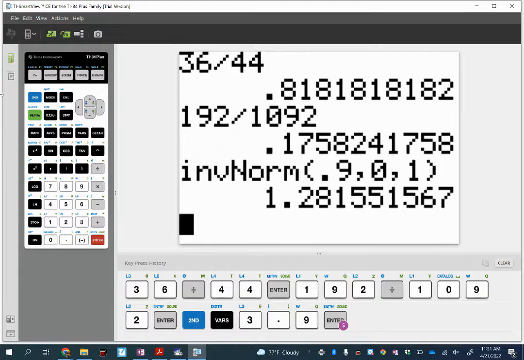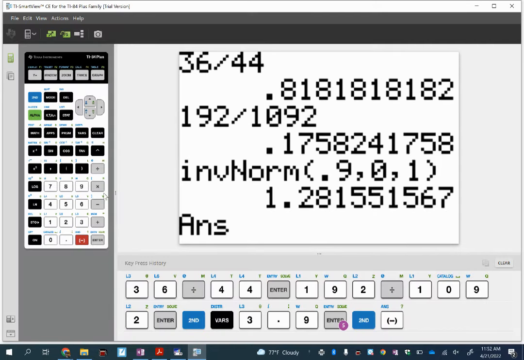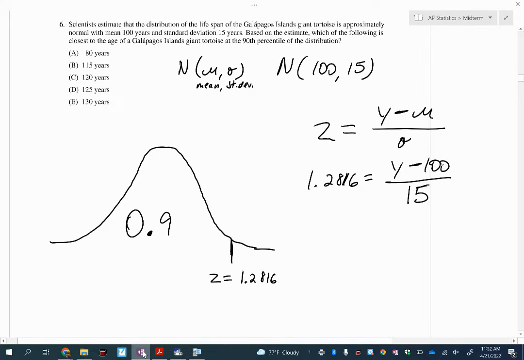Okay. So now, this is really cool. If you hit second, and then you see the negative symbol where it says answer in blue, if you click that, it's going to take my last answer, which was 1.28155156, that whole thing. If I do algebra, I'm going to multiply the 15 to the other side. So I'm going to put times 15. And then I'm going to add 100 to finish the problem.